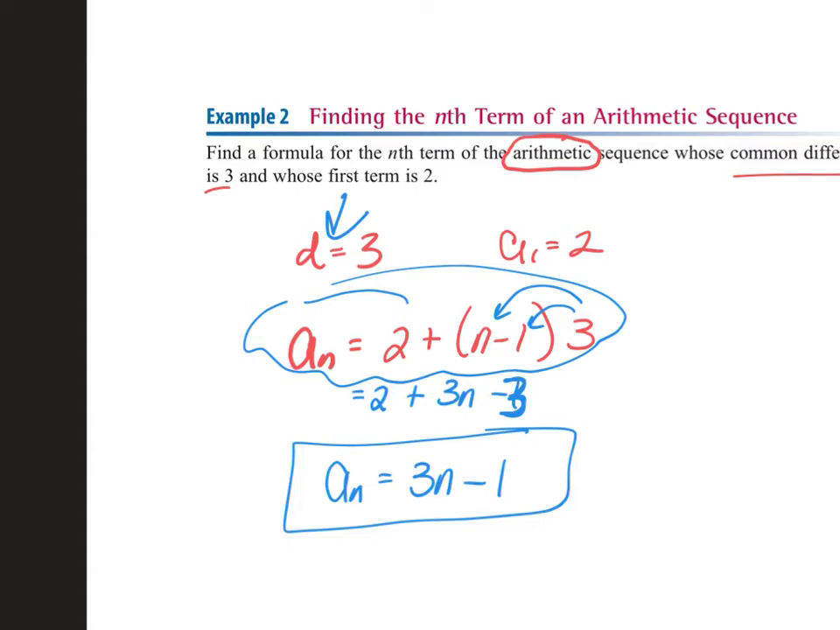I know, I hate when they start using different letters. My handwriting is so good.